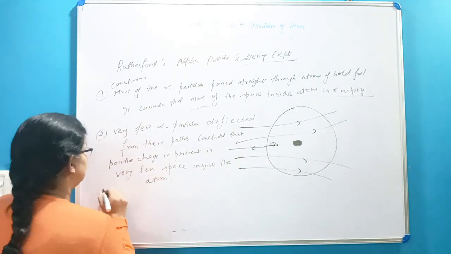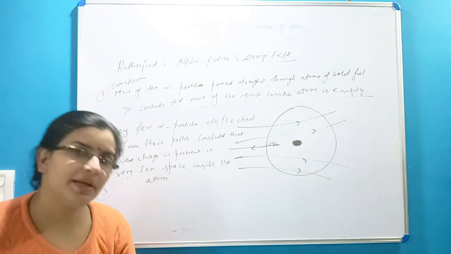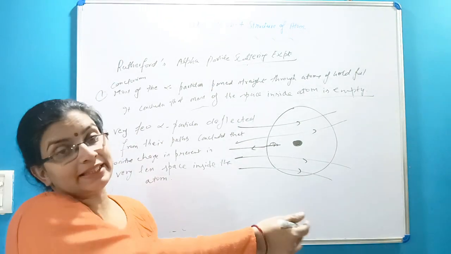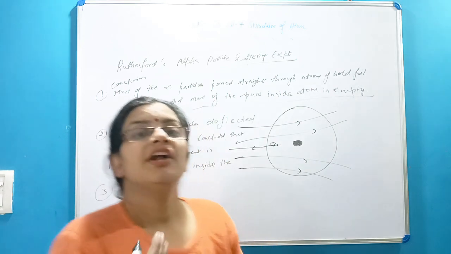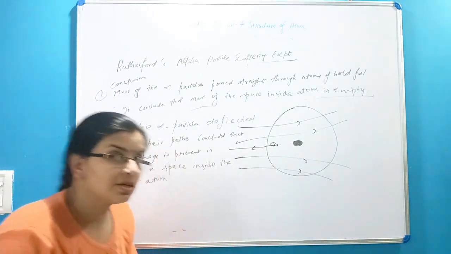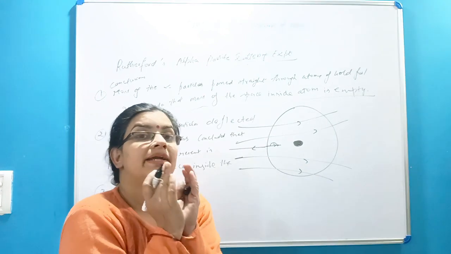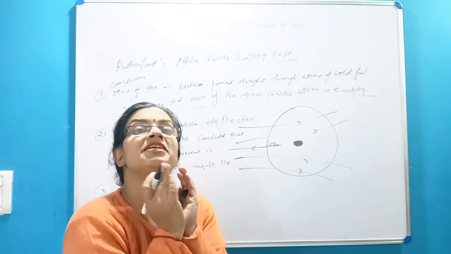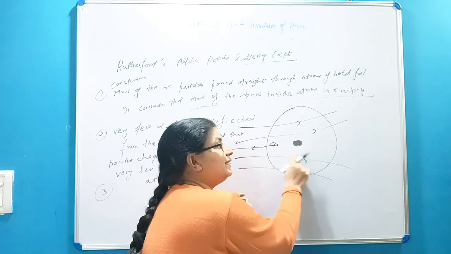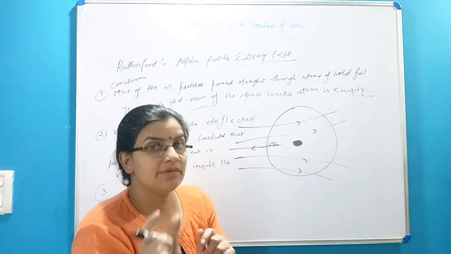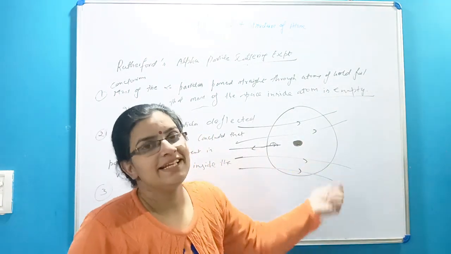Okay. Third point. 1 out of every 12,000 alpha particles retraces its path. This simply means that the entire positive charge and entire mass of the atom is present in a very small space, in a very small volume, and that is at the center.